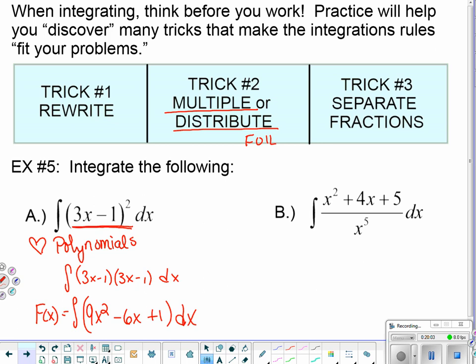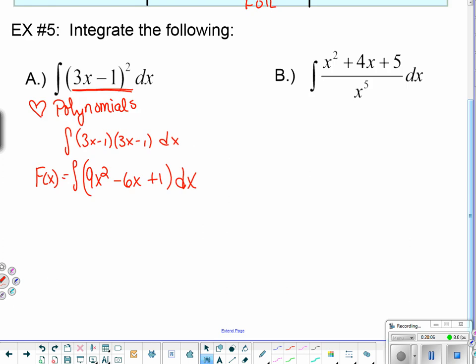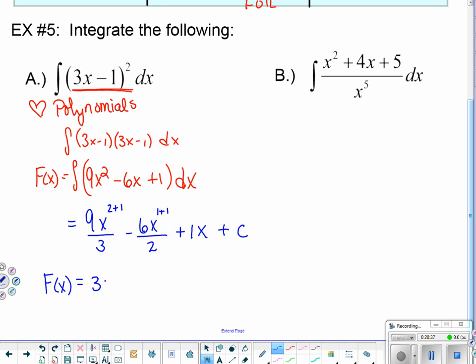Now I can actually go into the process of the power rule for integrals. Let's add a power to it. So we're going to go 9x squared plus 1, which would give me a 3, and then I can divide by that 3. Minus 6x to the 1 plus 1, that became 2, so now I'm dividing by that same power 2. Plus 1, bring on an x, since it wasn't there, plus c. Simplify this, I'm going to get my antiderivative is 3x to the third minus 3x squared plus x plus c.